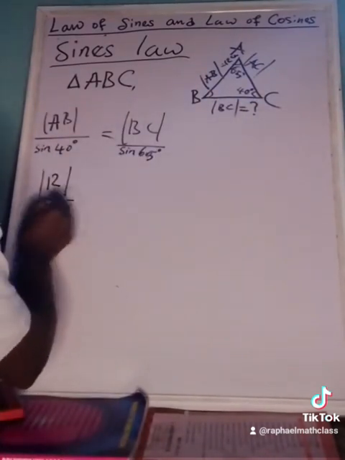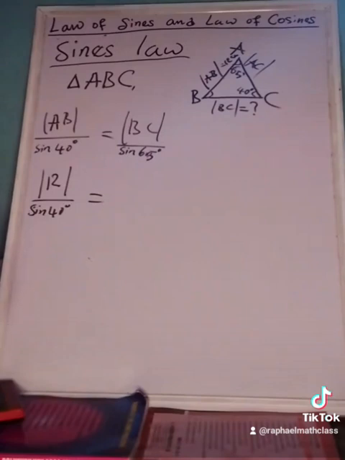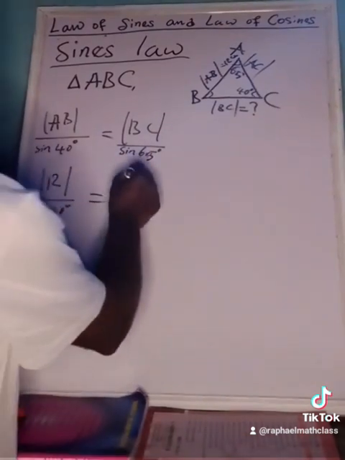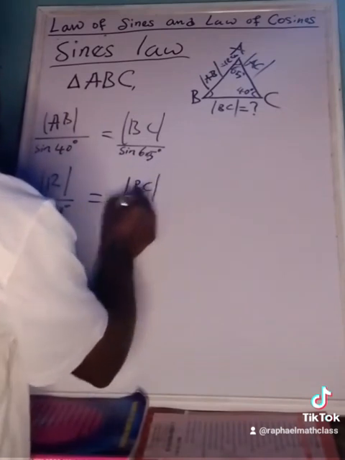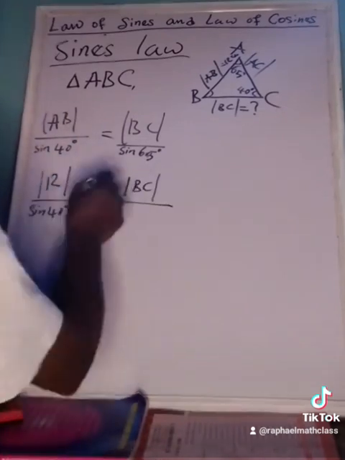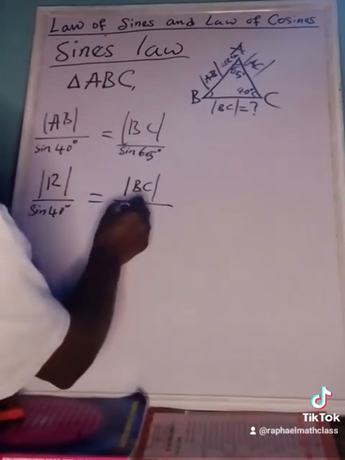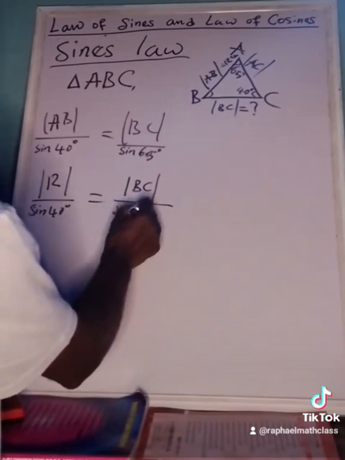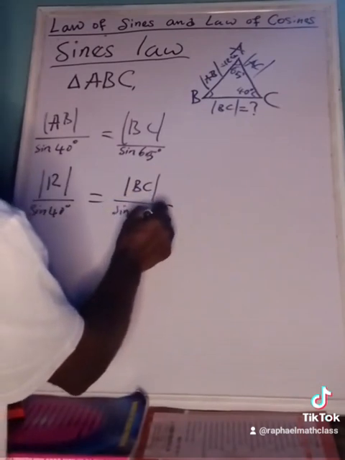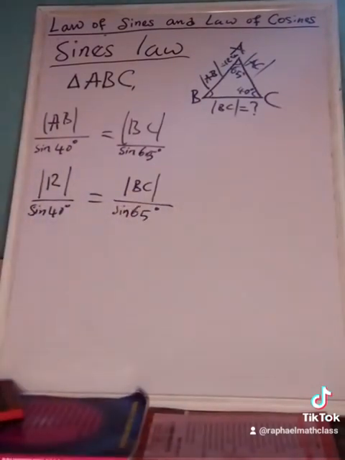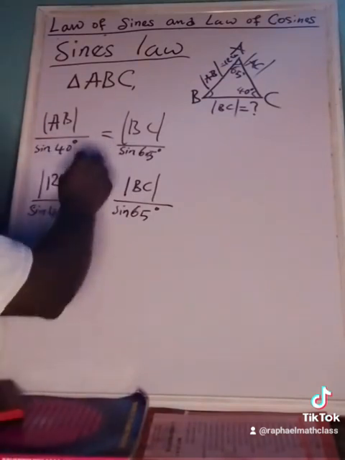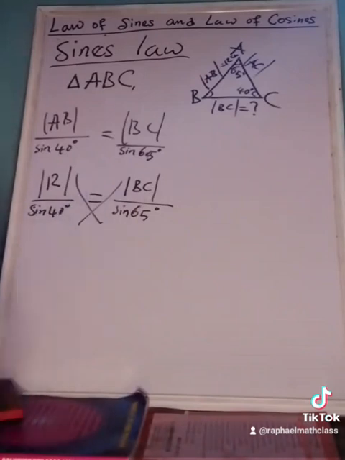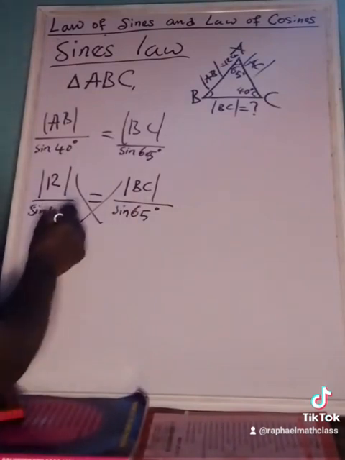You understand? It is equal to our unknown side, which is BC, divided by sine 65 degree. You understand? 65 degree. What do we do here? You know, these are fractions. This is a fraction. This is a fraction. We are going to cross multiply.